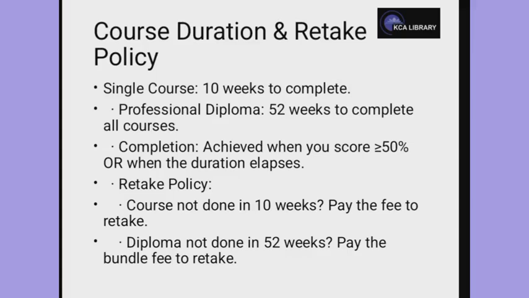Then for course duration and retake policy, every course has a specified completion period. A single course should be completed within 10 weeks. But for professional diploma programs, the duration is 52 weeks. Students who fail to complete within the allocated time will be required to pay the applicable retake fee before continuing. So plan your study schedule carefully and complete your coursework before the deadline. At completion you should have achieved a score of greater than or equal to 50%.